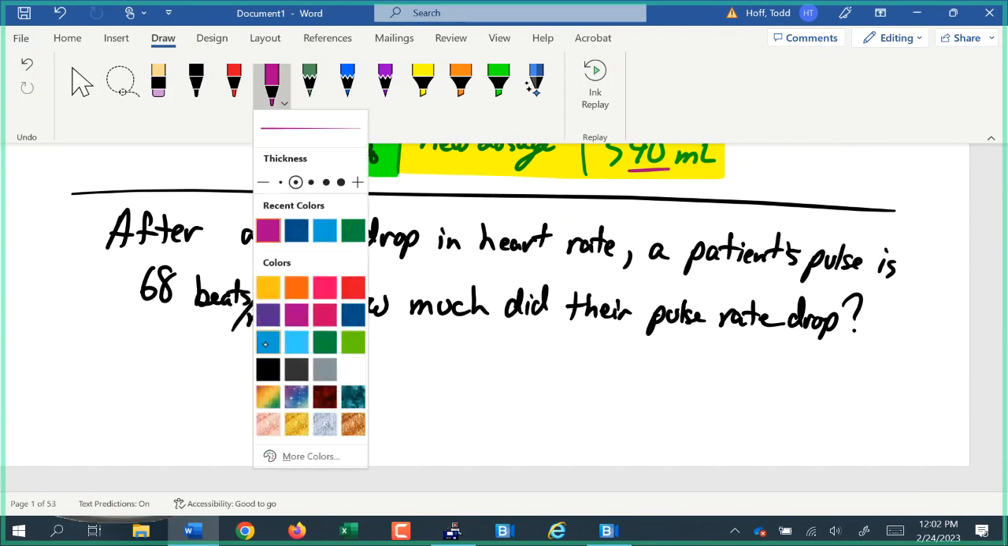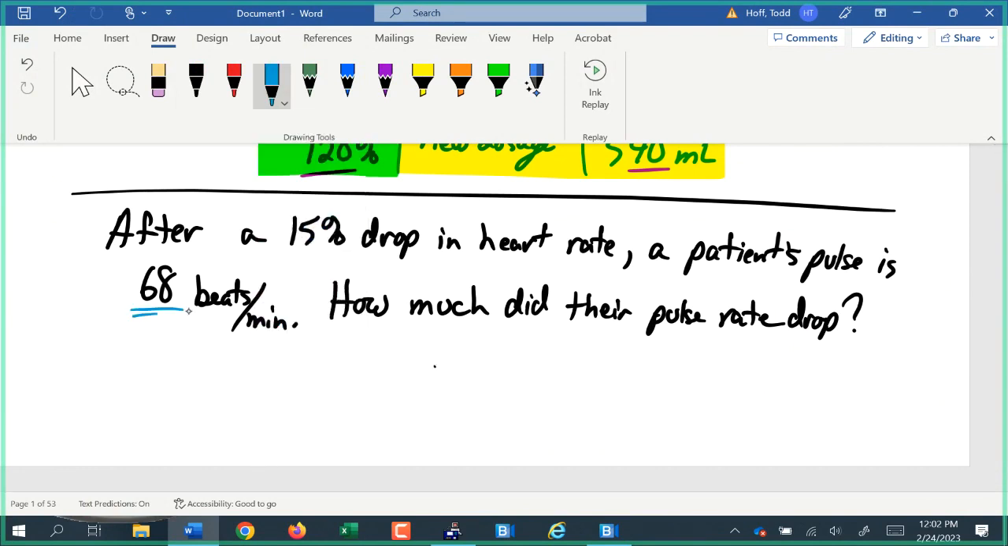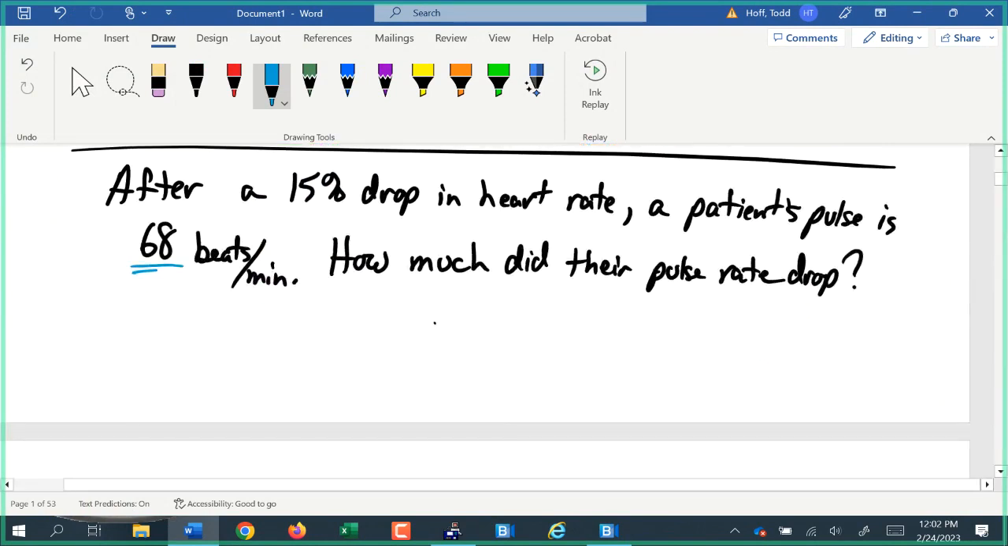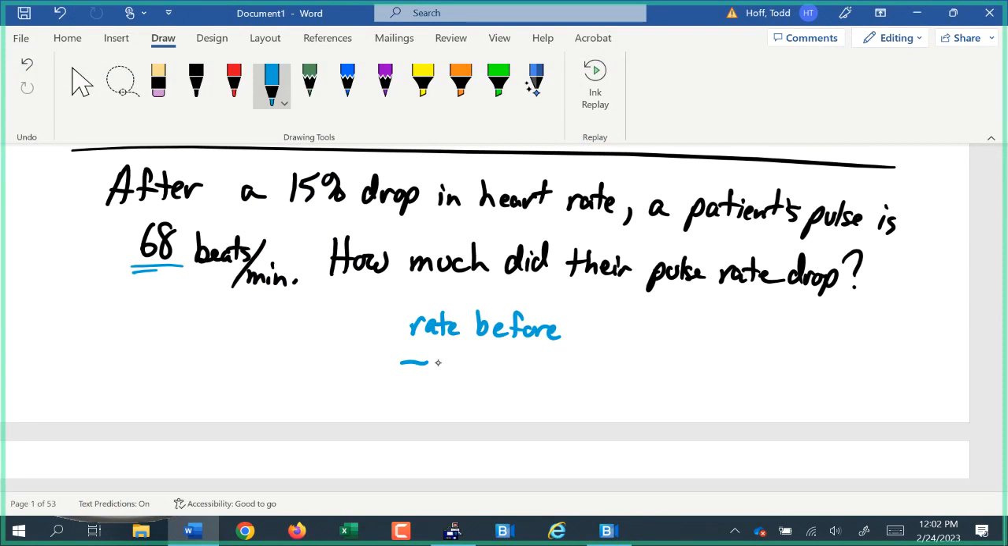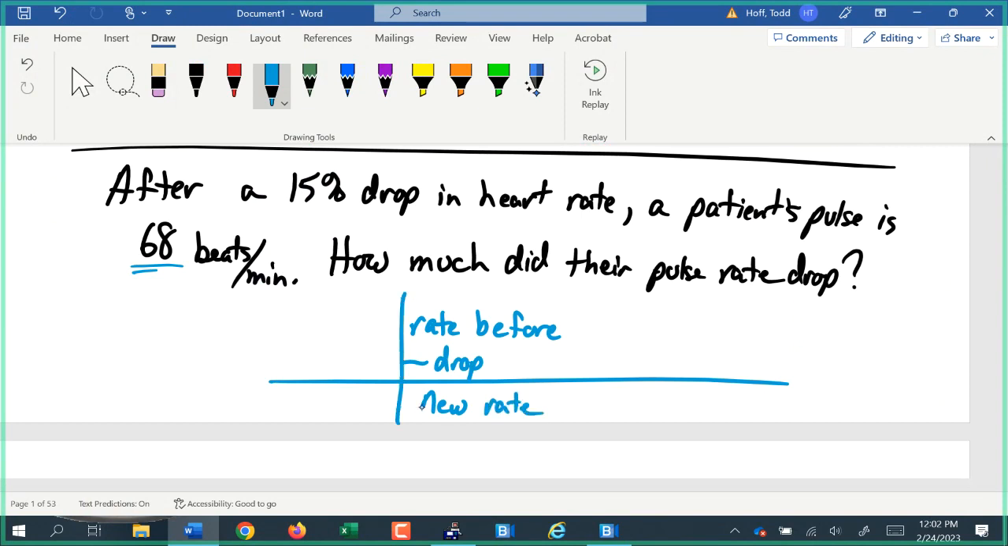So, again, the 68 beats per minute is after the drop. That is not the base amount. We need to know that base amount. The base amount would represent the old rate, or the rate before the drop. I'm just going to say rate before. We're going to subtract from that a drop or a decrease, whatever word you want to use. The words aren't important. It's knowing what they represent that's important. And then we have the new heart rate, or the new rate, down here, after the drop. I could have also said after if I wanted to there.